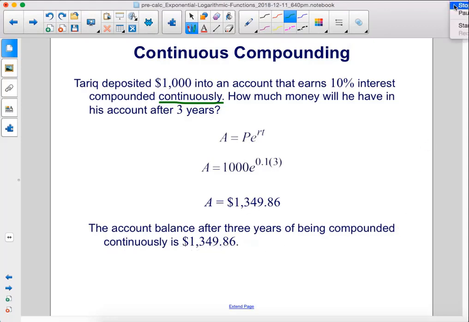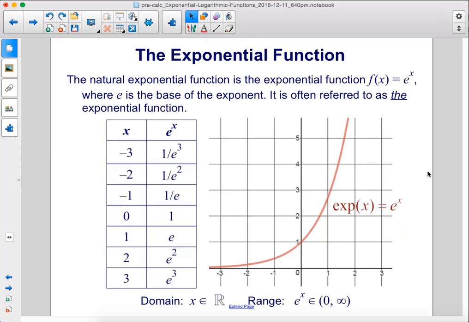The account balance after 3 years of being compounded continuously is $1,349.86. The natural exponential function is the exponential function f of x equals e to the x, where e is the base of the exponent. It is often referred to as the exponential function. So here we have a domain of all real numbers, a range that goes from 0 to positive infinity, not including 0. The y-intercept is right here at (0, 1), and it goes uphill from left to right.